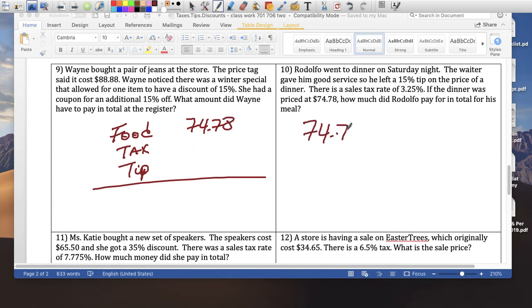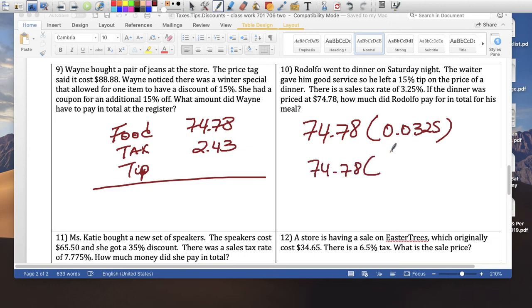Well, let's do the tax. 74.78 times the tax rate, which is 0.0325. 74.78 times 0.0325, and it's a very small tax of $2.43. The tip, on the other hand, is a little bit more. Again, we're going to use the same value, 74.78. I'm going to multiply by a tip of 15%, or 0.15. And that's going to give us the tip. It's going to be $11.21. Okay, so let's just add everything up.